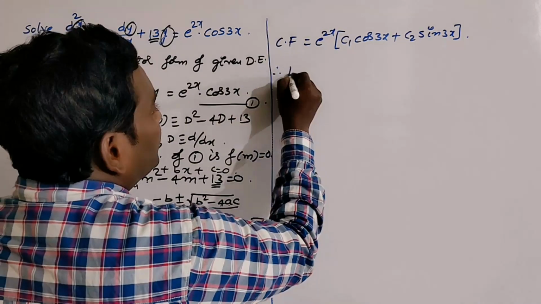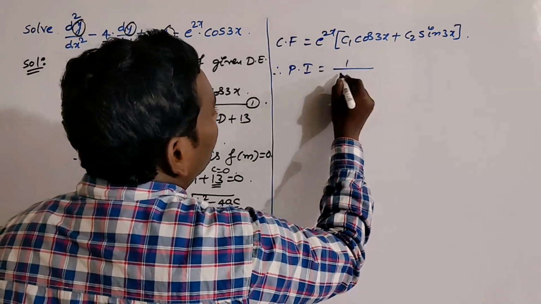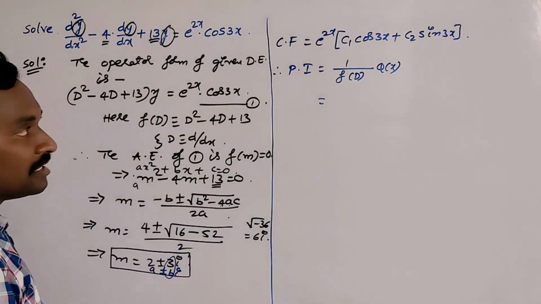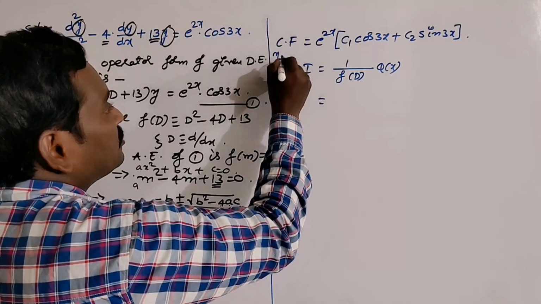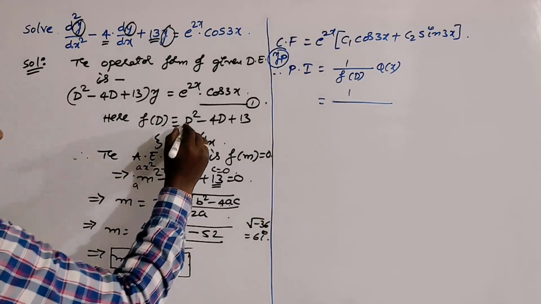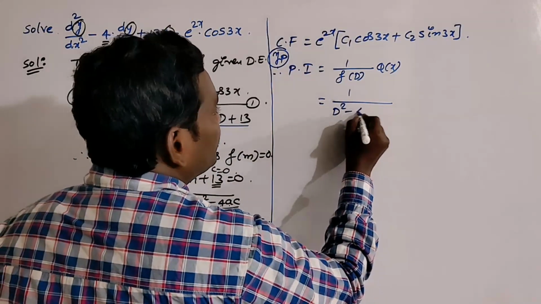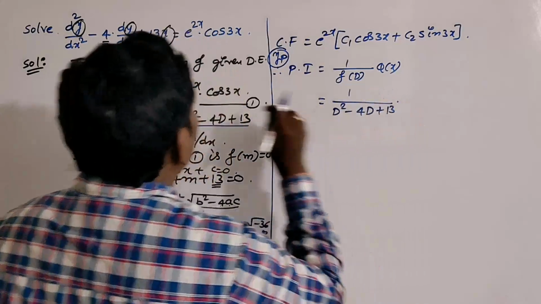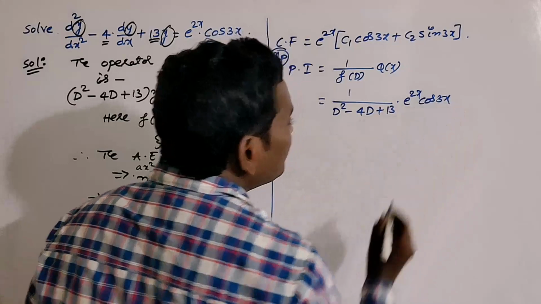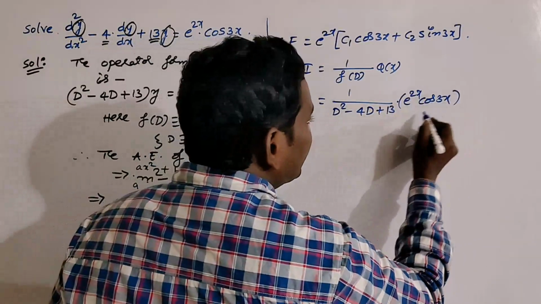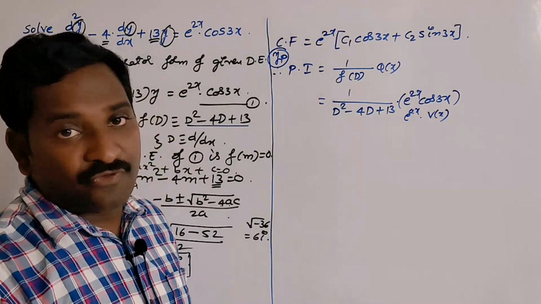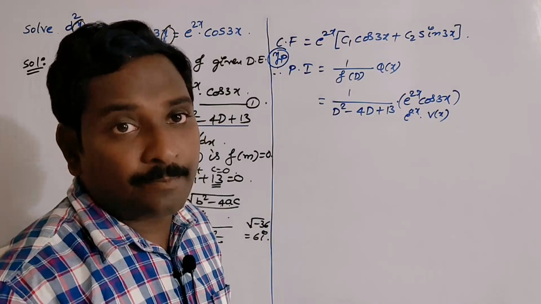Now it is enough to find out PI. What is the formula for PI? 1 by f of d of Q of x. Some of the members also represent this PI as yp, as you wish. 1 by f of d, which is d square minus 4d plus 13, into e power 2x into cos 3x. Clearly we observe that the right hand side is in the form of e power ax into v of x. This method is also a very important method.